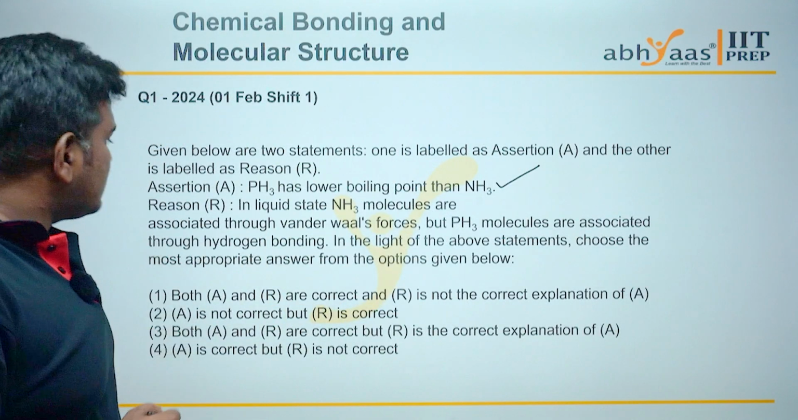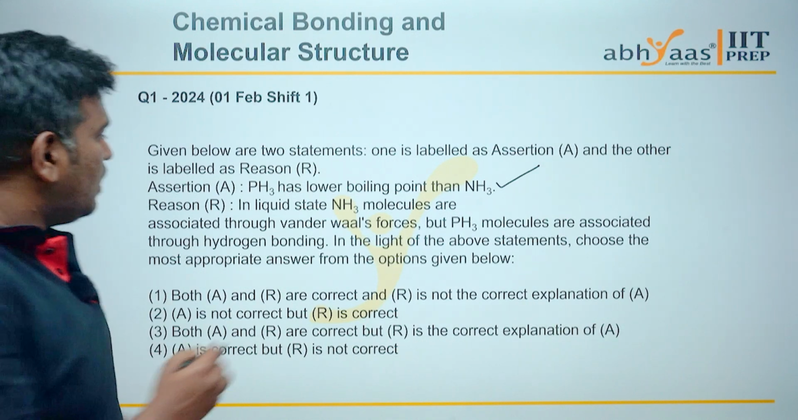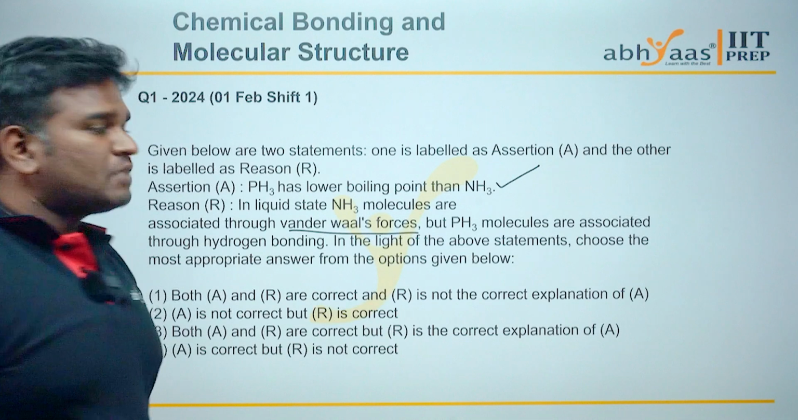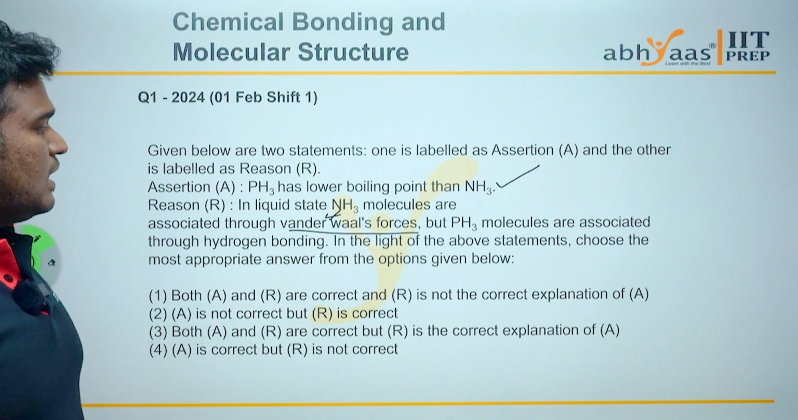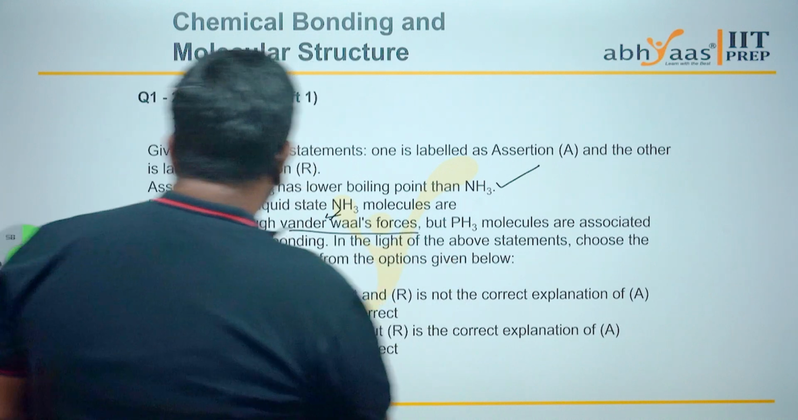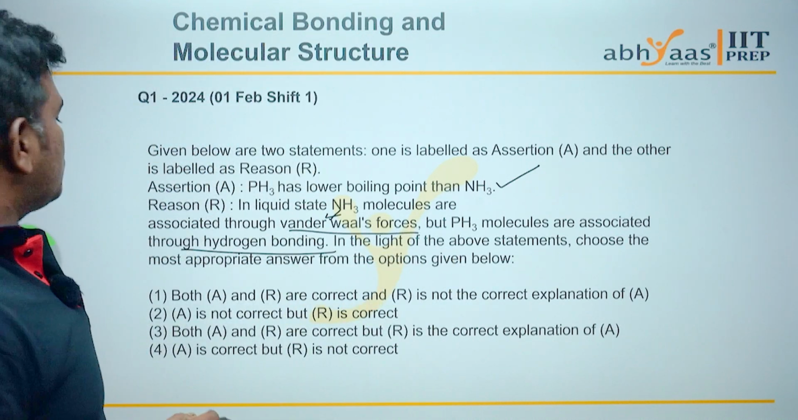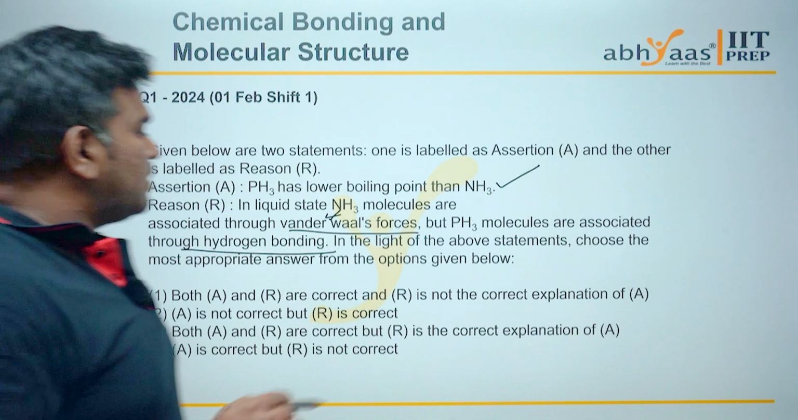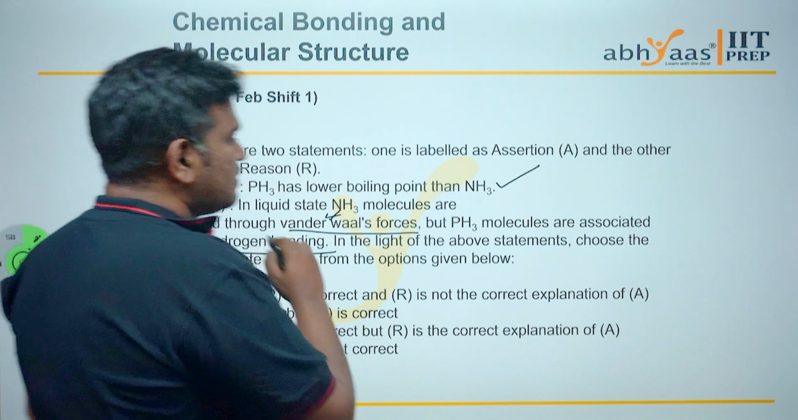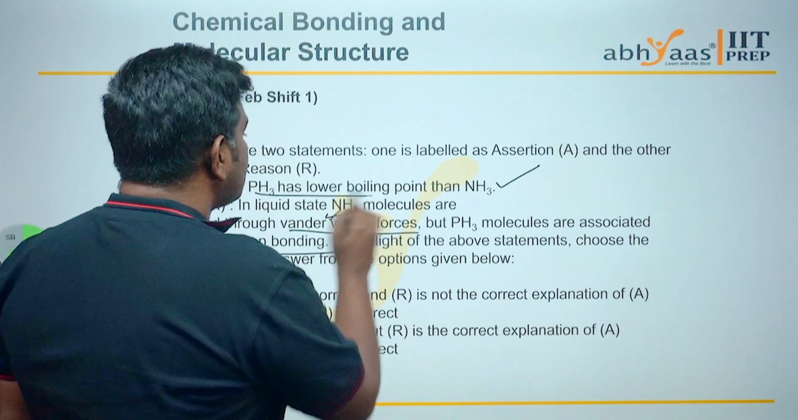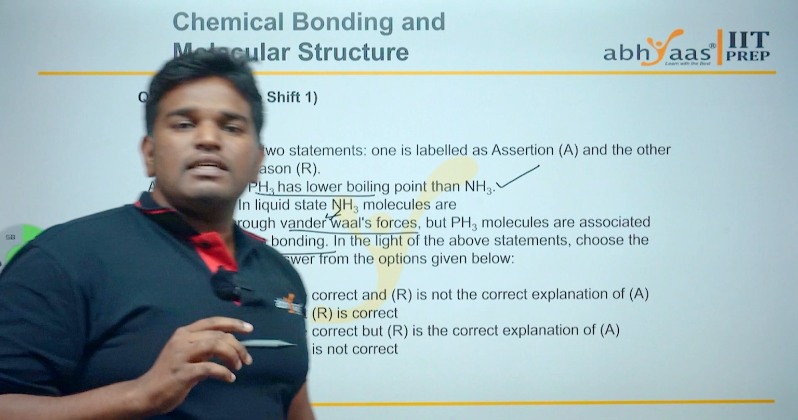And the reason, what is the reason given? In liquid state, NH3 molecules are associated through van der Waals forces. So it is said that NH3 is having van der Waals forces, but PH3 molecules are associated through hydrogen bonding. In the light of the above statements, choose the most appropriate answer from the options given below. So you know that the first one is right. PH3 has lower boiling point than NH3. But the second statement is not right.